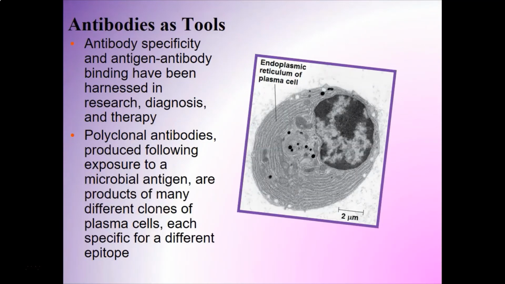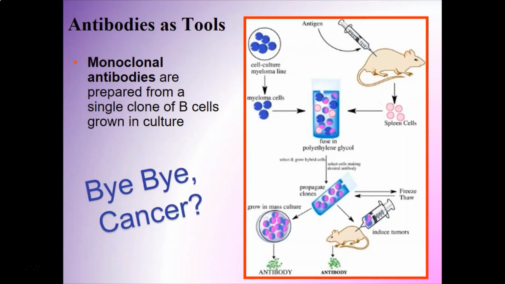Scientists are currently doing a great job of using antibodies as tools, right? So the antibody specificity and antigen-antibody binding have been harnessed in research, diagnoses, and therapy. Polyclonal antibodies, which are produced after exposure to a microbial antigen, are products of many different clones of plasma cells, each specific for a different epitope, right? So we can have all different types of antibodies. We also have monoclonal antibodies, prepared from a single clone of B cells grown in culture. And these can be trained to just attack, right, the one specific disease.